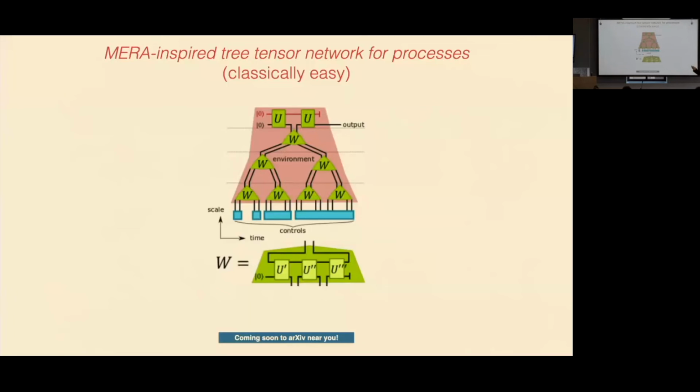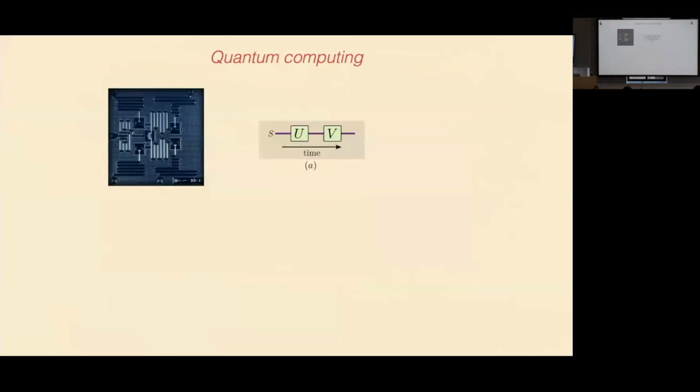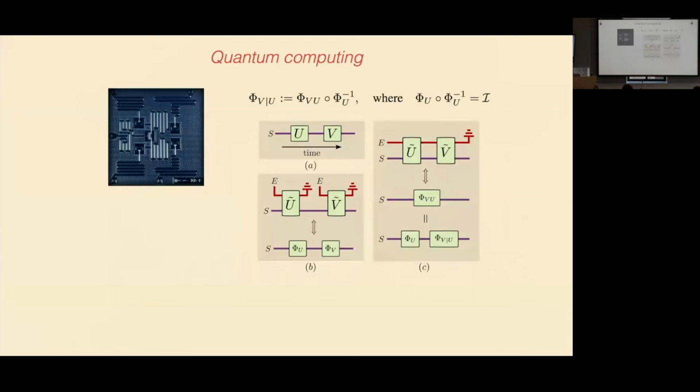So yeah, the line between what is quantum, what needs quantum resources and what needs classical resources remains blurry. All right, now this is the main talk that I promised, which I'll try to get through. So one of the applications of this process tensor is going to be in quantum computing.